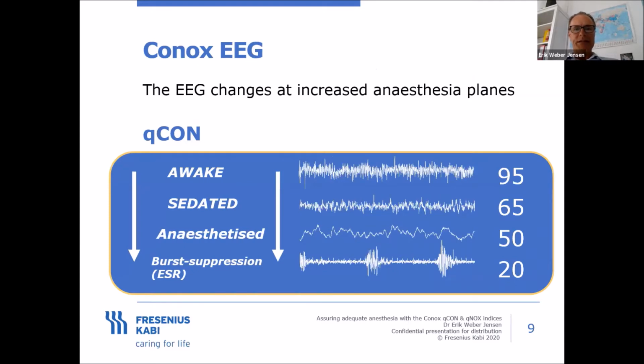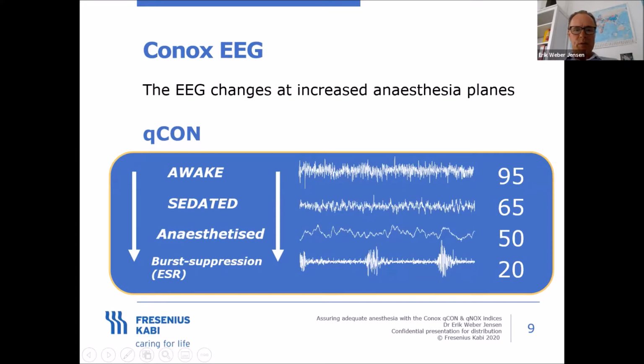So, the EEG changes at the anesthesia plane. When a patient is awake, we have a fast EEG with higher frequencies, which corresponds to a high value of the qCon. As the patient is sedated, the qCon drops down and the waves of the EEG gradually get slower. When we get into an anesthetized EEG, then we have an almost periodic EEG. It's not a sine wave, obviously, but it's quite clear that the complexity of the EEG is much less when the patient is anesthetized as compared to the awake state.